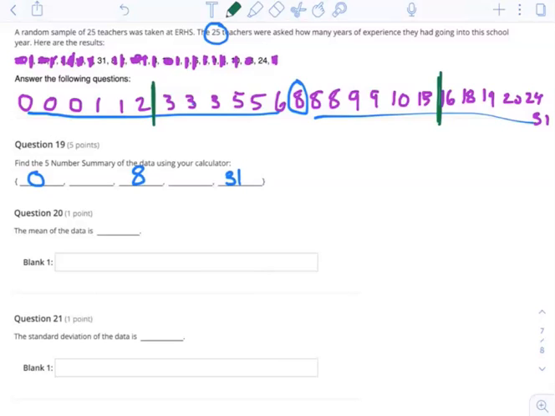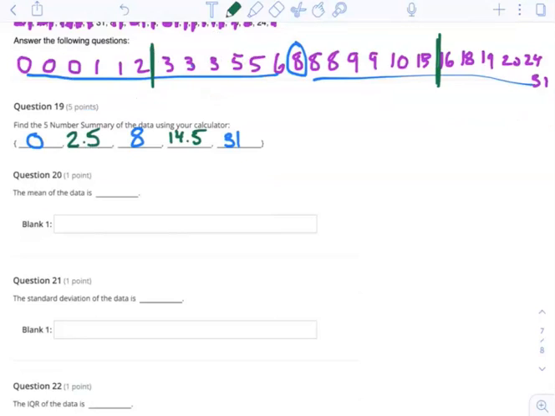So the quartile 1 will be halfway between 2 and 3, which is 2.5. 2 plus 3 divided by 2. And then we have 13 and 16, and we're dividing that by 2. 29 divided by 2 is 14.5. The way that you'll get the mean of the data is adding up all 25 numbers and dividing by 25. If you do that, you get 8.88.